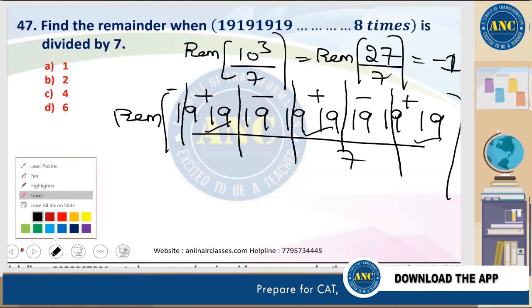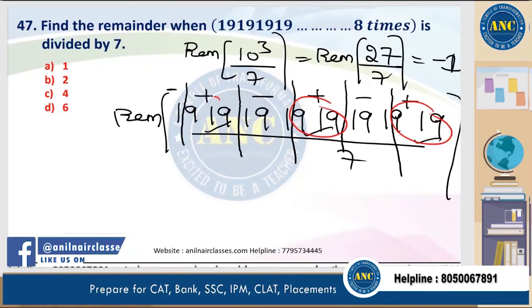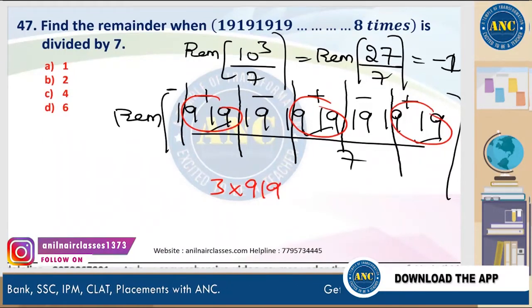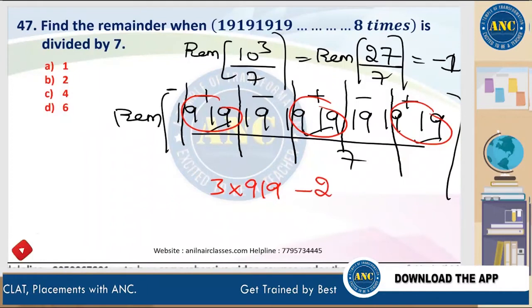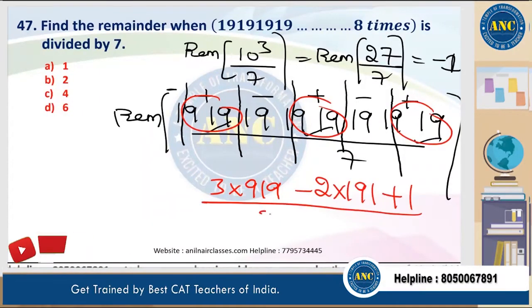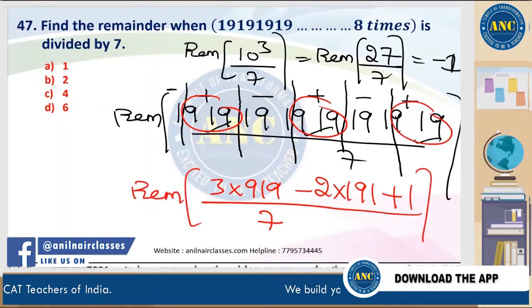Instead of this, directly you can write it as 919 is added how many times? 3 times, 3 into 919. 191 is subtracted how many times? 2 times. 2 into 191 plus 1 divided by 7. Final value came up to like this. I hope it is clear.